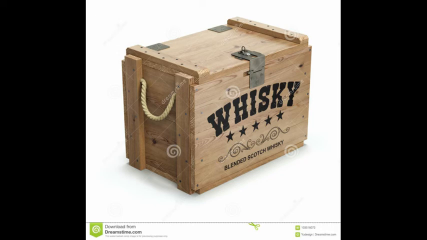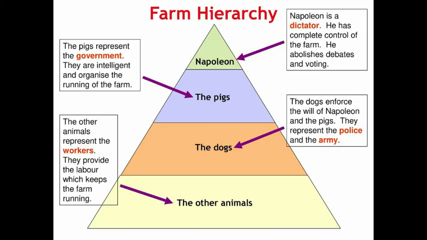Okay, the final symbol that links to the allegory I'd like to discuss is the crate of whiskey delivered to the pigs at the end of the chapter. And think about the framing in that narrative structure. The chapter opens with a description of Boxer's split hoof, and it ends with what that split hoof was exchanged for, which is the crates of whiskey. So it's a clever way of framing the chapter from Orwell.